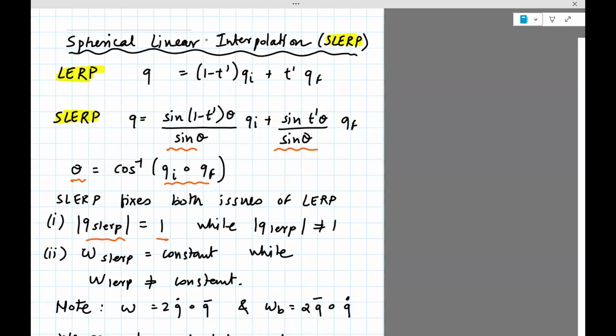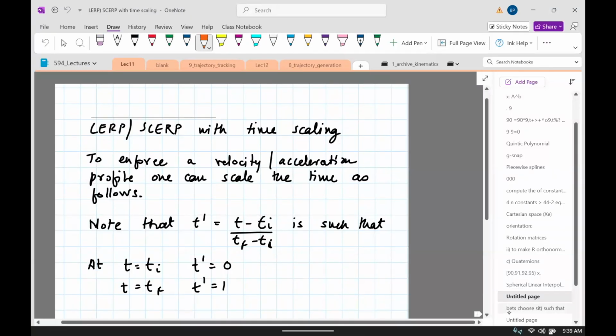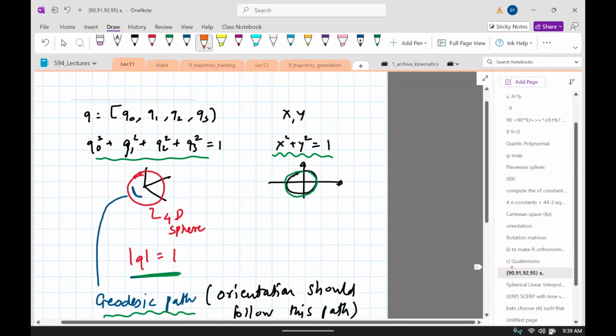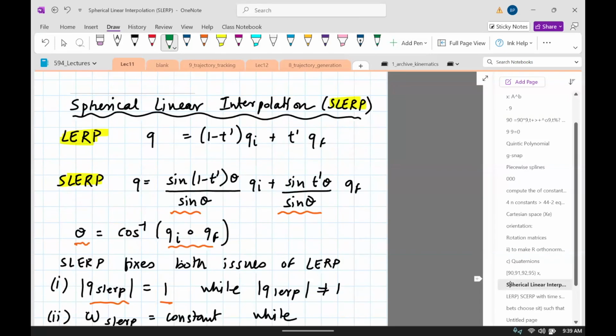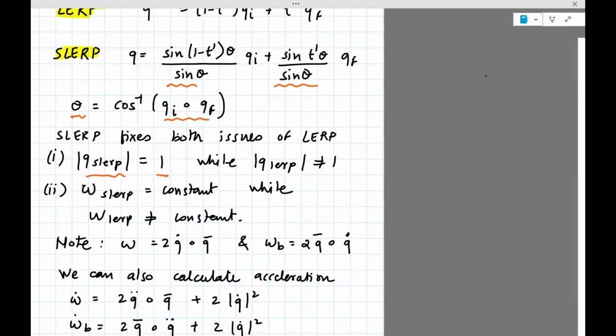So you're actually going on that 4D sphere. Your path is on the 4D sphere with SLERP. So you never have to normalize. Okay, so the norm of LERP is not equal to 1, but the norm of SLERP is equal to 1, which is why we want it. And then if you check the angular speed by using that formula, which I've written down here, you can check that the angular speed is actually constant using SLERP.